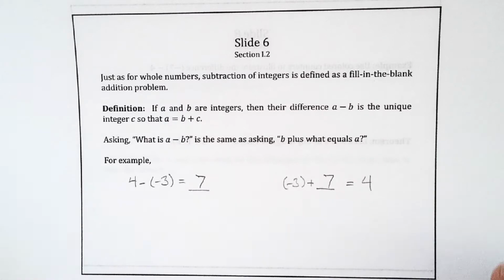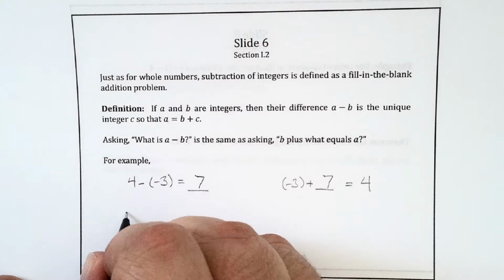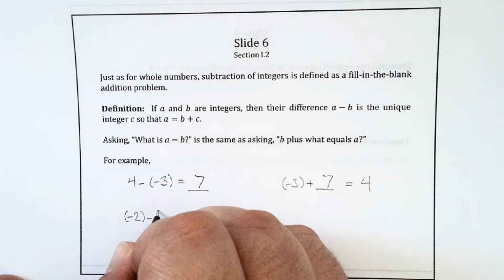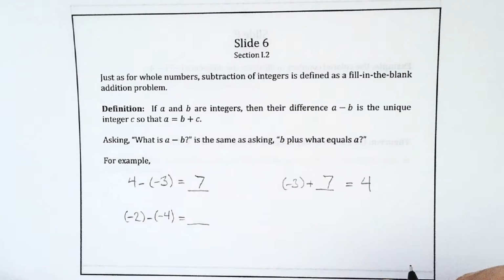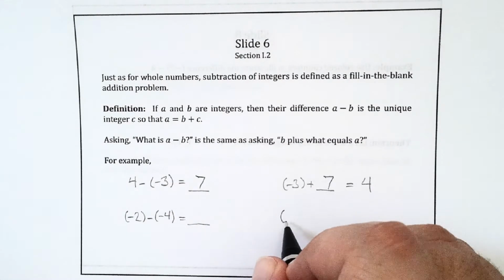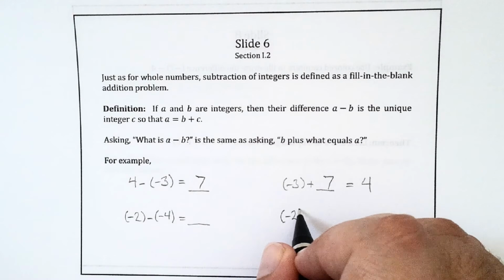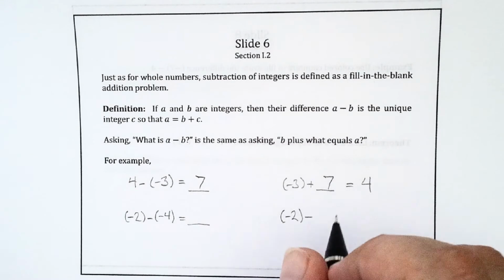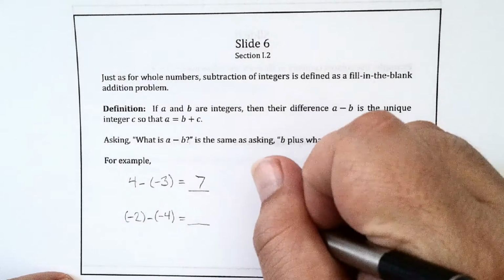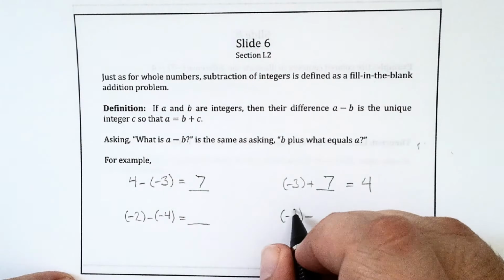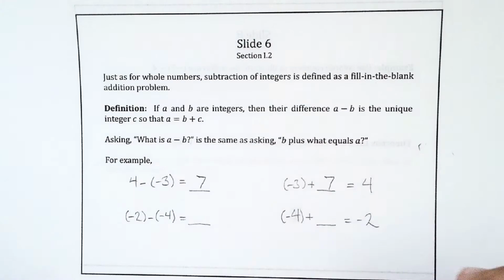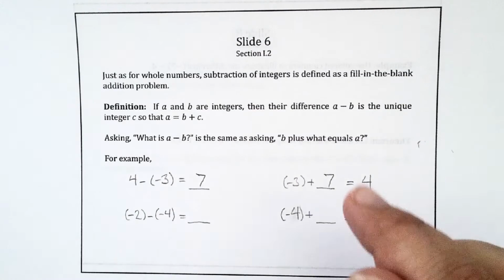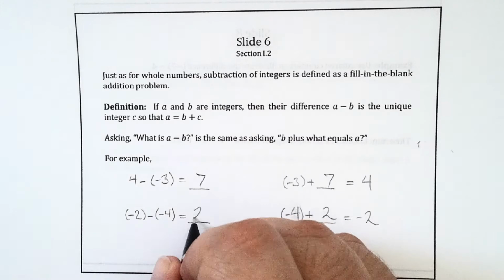Let me try another one. Negative 2 minus negative 4 equals what? Well, here we're asking, negative 4 plus what would give you negative 2? And the answer to that is 2. So this is 2.